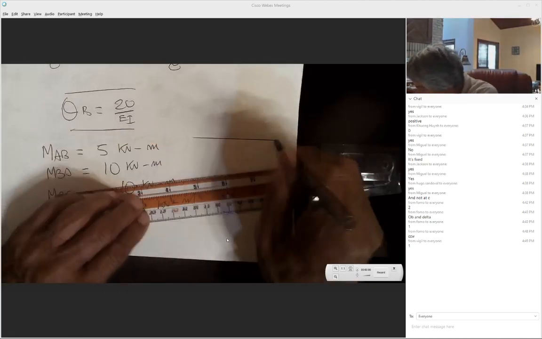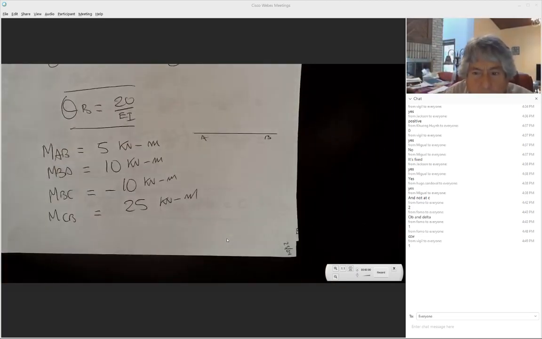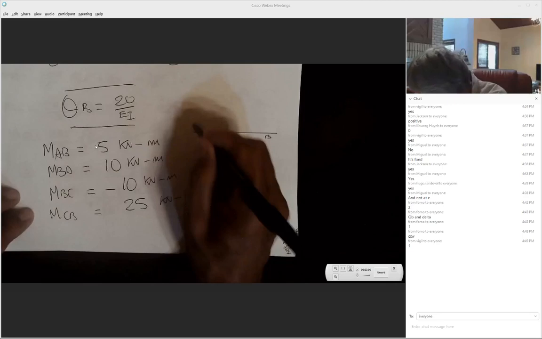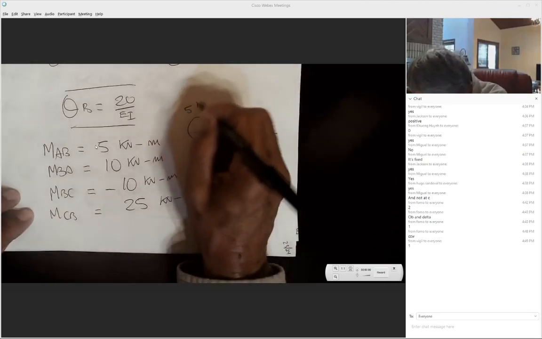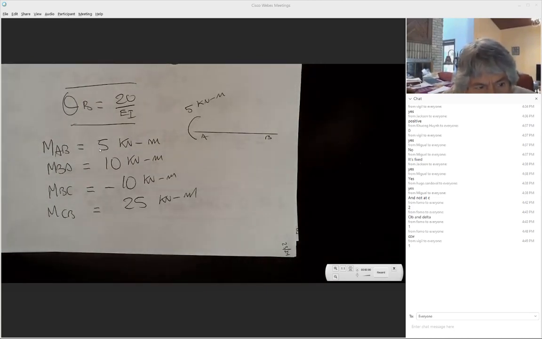You put a line, A, B. So that is going to be your span. Moment AB is 5. Which direction do I need to put in here? It came positive. So clockwise or counterclockwise? I need to put it in here to compute my reaction. Clockwise. Clockwise is positive.